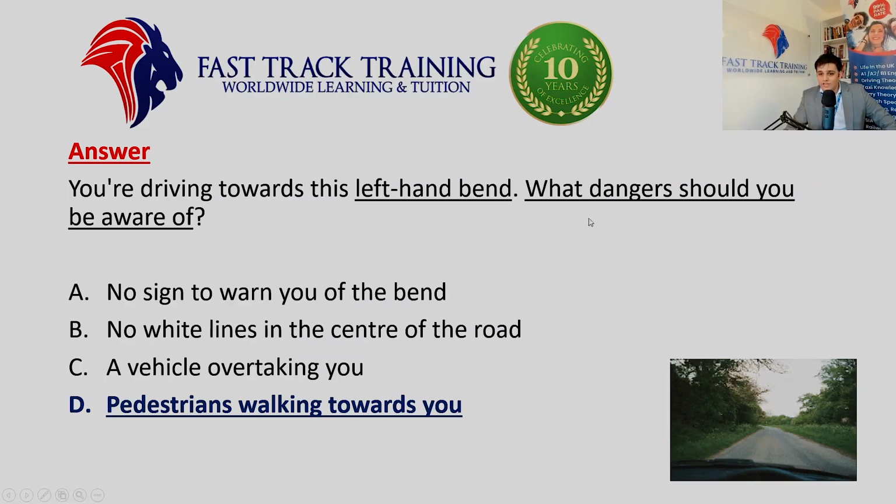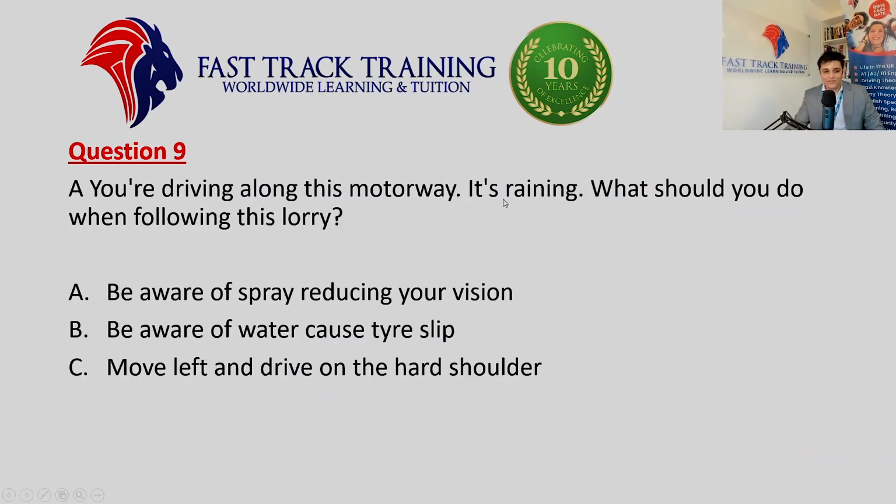So if you're driving towards the left-hand bend, what dangers should you be aware of? Pedestrians walking towards you. The reason is that on a normal countryside road, horses go on the left, cars go on the left, cycles go on the left, motorcycles go on the left. Pedestrians can go on the left or the right. So this is telling you what could be coming towards you. Pedestrians can be on the left-hand side or the right-hand side. They can walk away from you or towards you. So this is testing: do you know that pedestrians can be on both sides of the road? Because all the other vehicles should be going to the left. Simple, right? Cool. You'll never forget this.